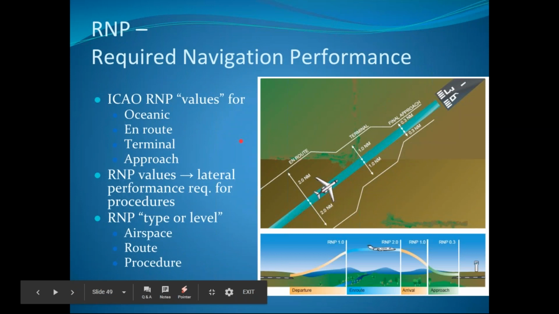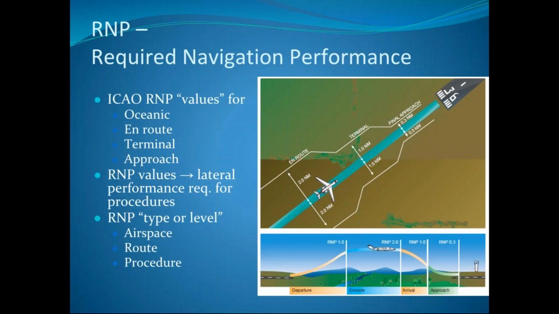RMP's. ICAO. You'll see ICAO a lot. I can't even remember what it stands for, but it's like the governing body worldwide for aviation. So the values are for oceanic en route and terminal approaches. So they can use RMP pretty much wherever they want to.